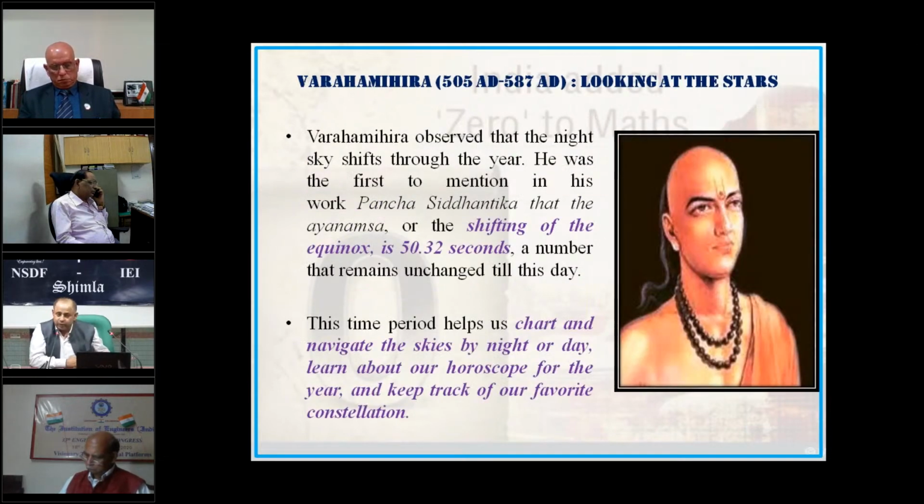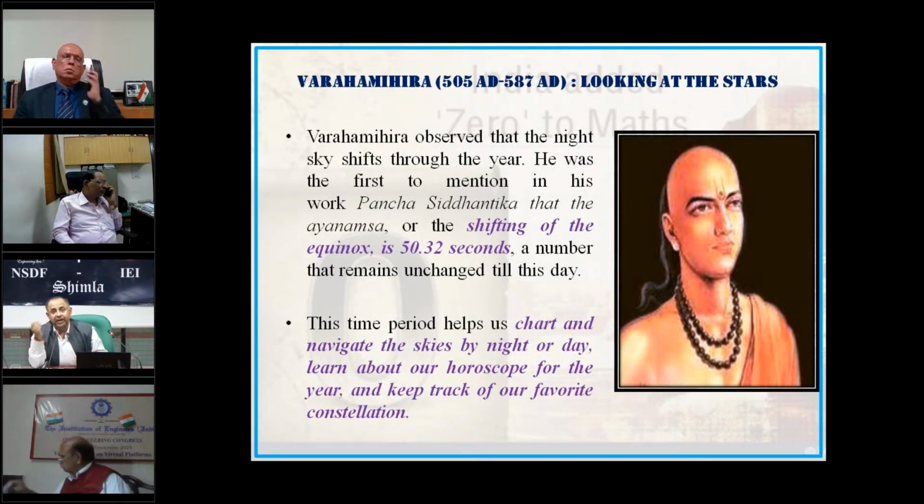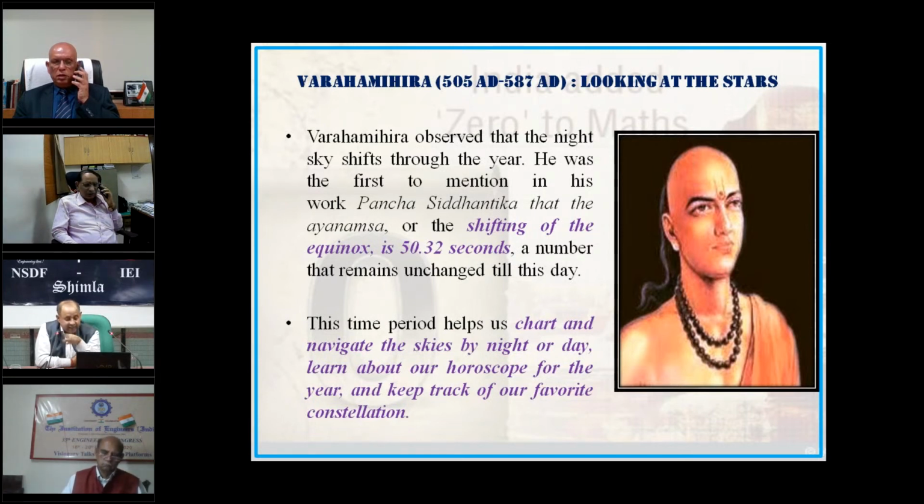Varahamihira, I'll tell you this. He could calculate the shifting of the skies per day and he came up with the figure of 50.32 seconds. He mentions in his book Surya Siddhanta that the sky moves by 50.32 seconds every day. This thing is called ayanamsa in Jyotish.